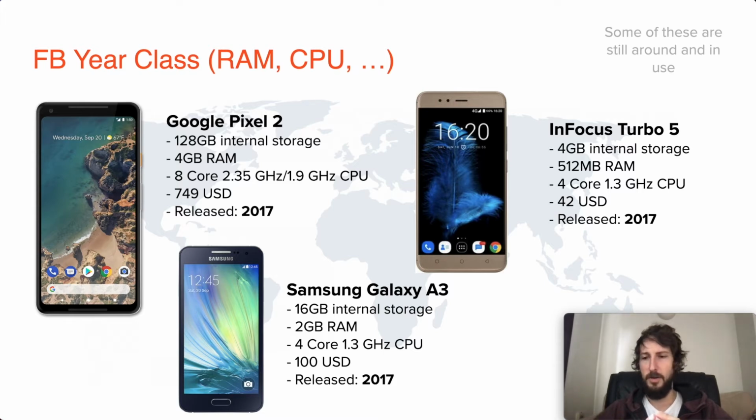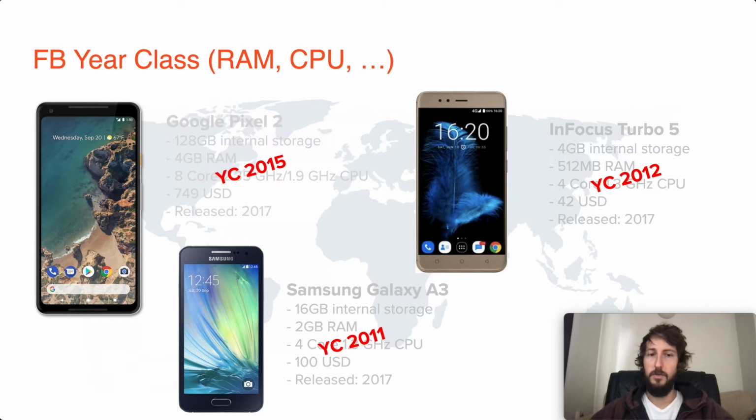So Facebook came up with a metric called year class that attempts to classify these devices not only based on their operating system or the year of release, but more on the specification of that device. So let's assume that we could classify all these devices on the year where they would have been a top-notch device. Google Pixel would be 2015, the Galaxy A3 at 2011, and the InFocus at 2012. In this way, we can build experiences that are optimized or that are leveraging certain features of Android that might be available only on high-end devices, for example.